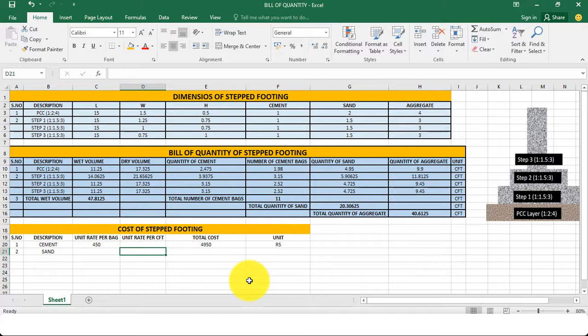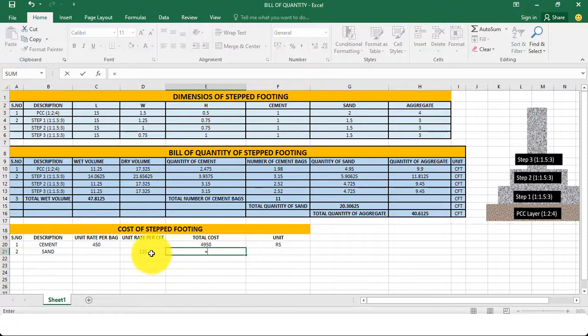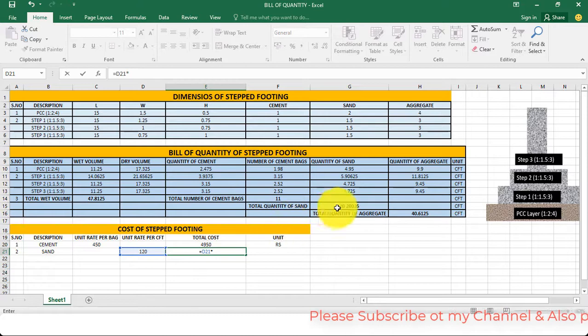Okay. So let's say that the unit rate of sand per cubic feet is 120 rupees. And also I have the total quantity of sand as well, which I have already calculated in the first part of the bill of quantity. Okay. So the total cost of sand is equal to unit rate of sand per cubic feet, which is 120 rupees, multiplied by the total quantity of sand.